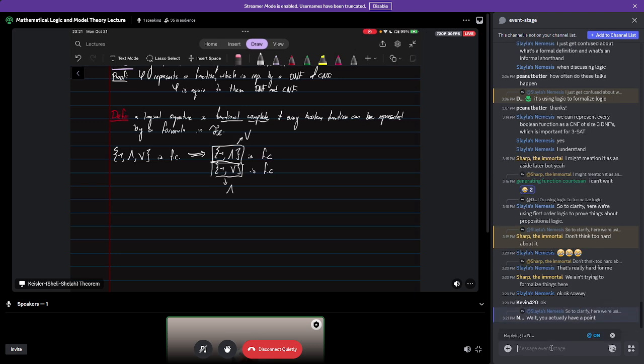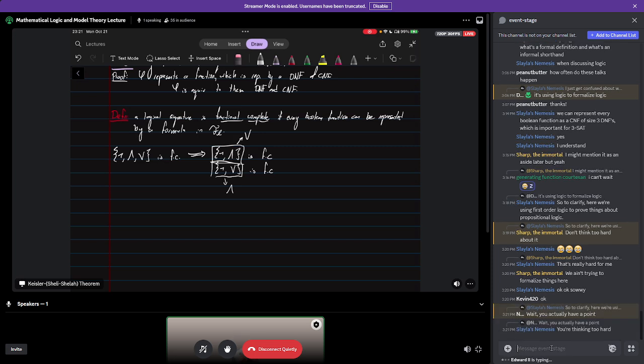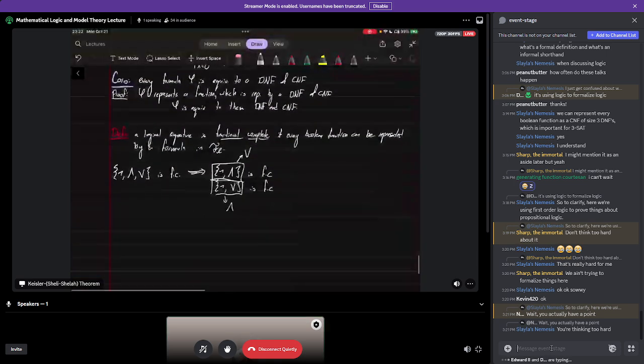So pretty much, if I want to show that a logical signature is functional complete, all I need to show is that I can represent negation with it and I can represent conjunction with it. Or I can represent negation with it and I can represent disjunction with it. Okay. And that's it for now. That's the first lecture. Like I said, we didn't really get into so much interesting stuff.